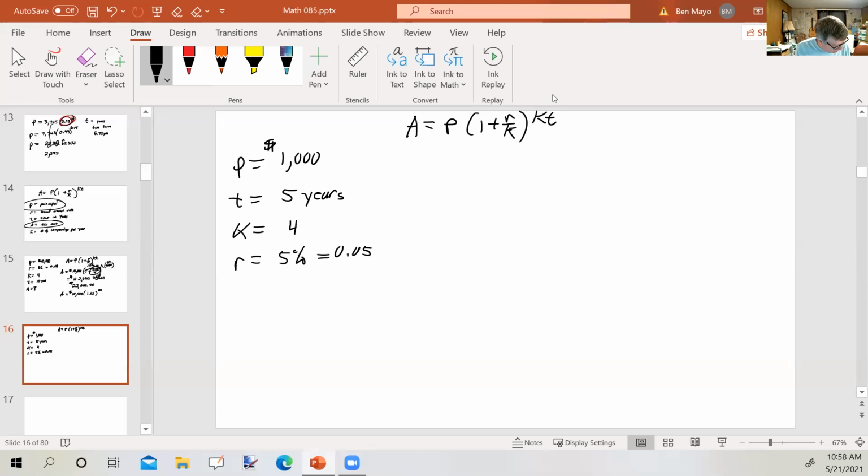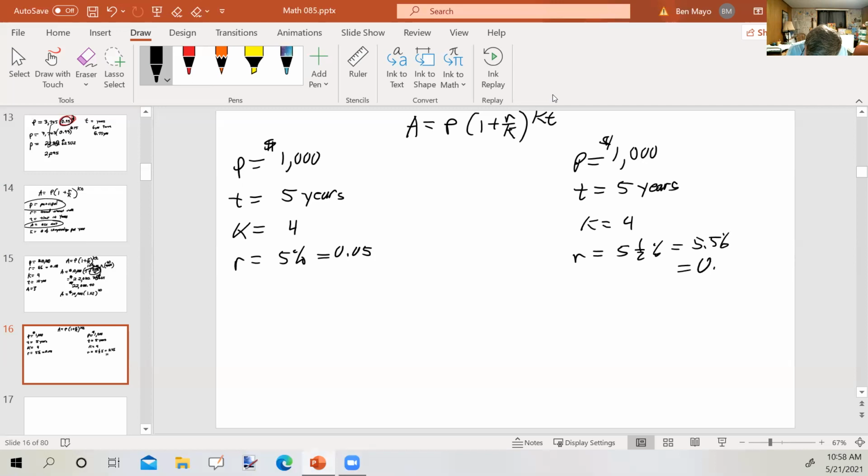It says, how much more interest could $1,000 earn in 5 years compounded quarterly if the annual interest rate was 5.5% instead of 5%? So in our second scenario, we're going to have the same principal, the same time, the same number of compoundings, but our interest rate is going to be 5.5%, or 0.055. Okay, so everything's the same except the interest rate is 0.5% higher.